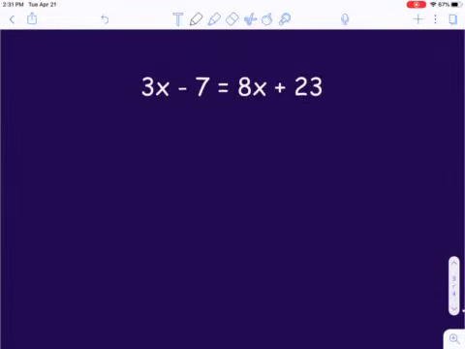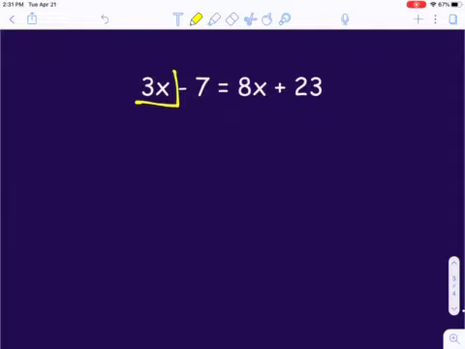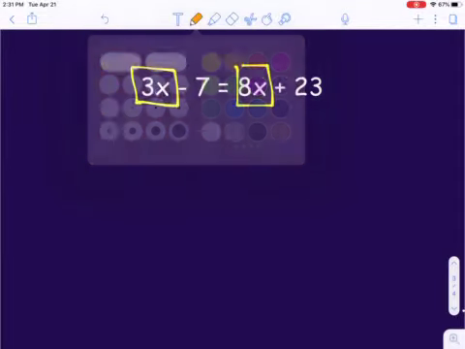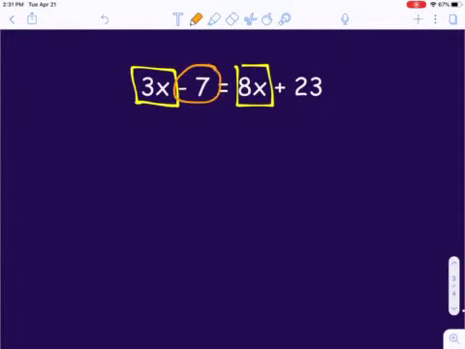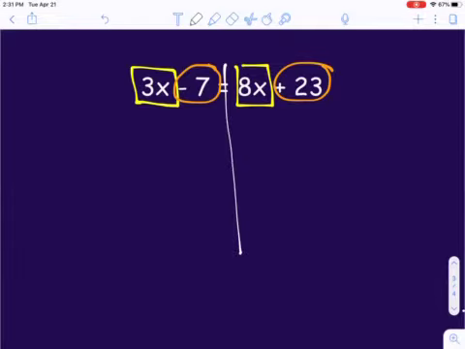All right, we've got 3x minus 7 equals 8x plus 23. In this situation, I'm going to color code this. We've got a variable here, and we've got a variable here. And then we have a number here, and we have a number here. So what we want to do is decide which side it would make the most sense to move my variables to. I'm going to put my fence up so I can start planning this out.